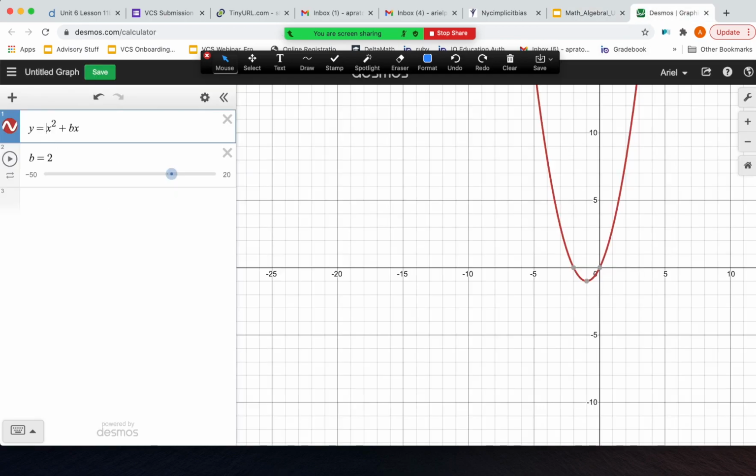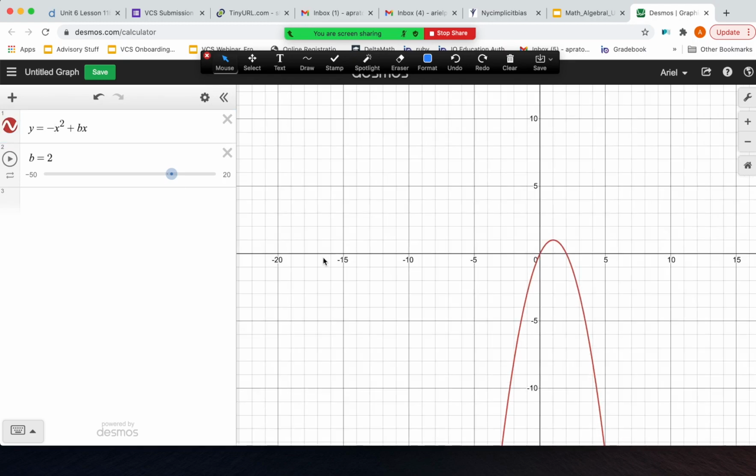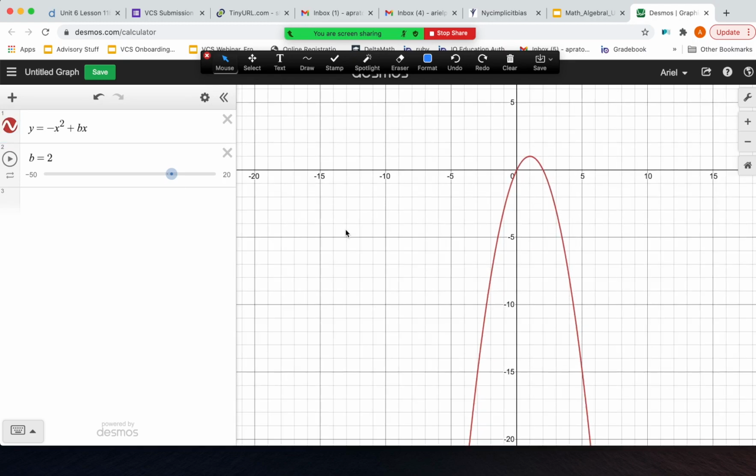So I'm just going to change this to negative. First, notice what happened to the graph. Did you know it was going to flip upside down? Do you remember that from a previous lesson? When we make that term negative, the graph flips upside down. What happens when we have b at 20?